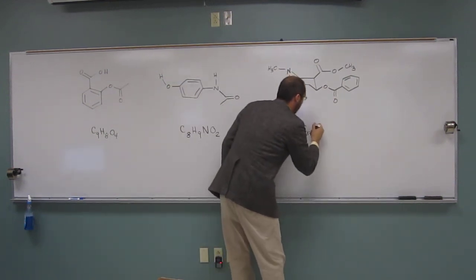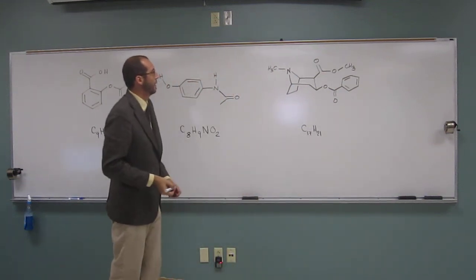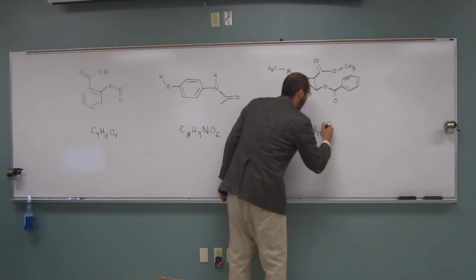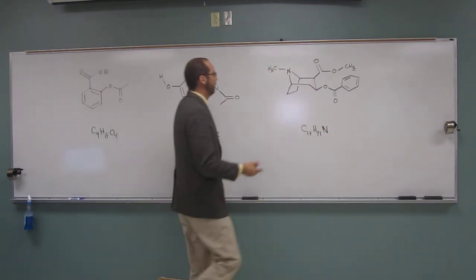4, 5, 6, 7, 8, 9, 10, 11, 12, 13, 14, 15, 16, 17, 18, 19, 20, 21. Okay? Everybody get those, all those hydrogens? H, 21. And then what's next? N. N, just one. And then what? O, 4. Yeah.